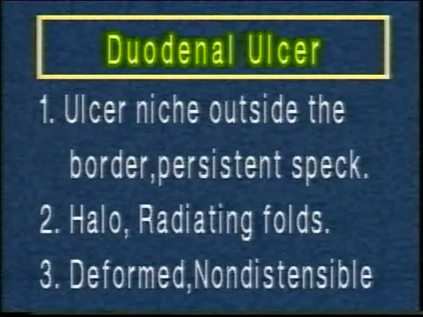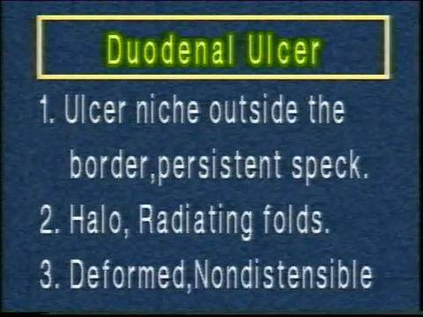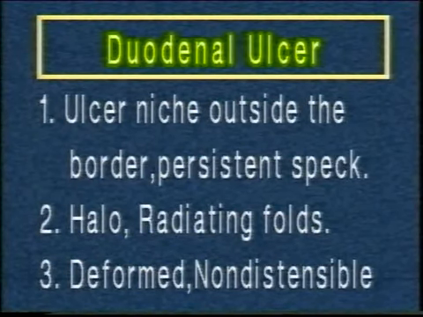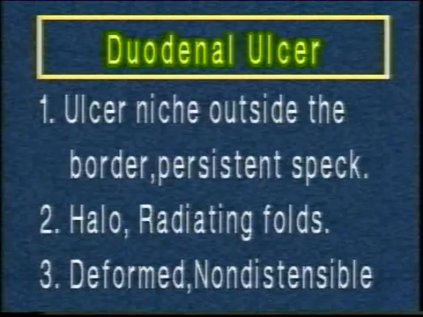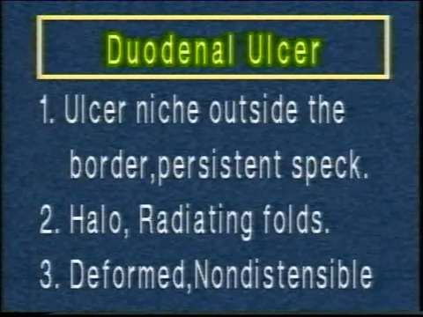In this second case also, the smooth triangular shape of the normal duodenal cap is not seen. It is deformed and it does not distend. So the radiological features of a chronic duodenal ulcer are an ulcer nick seen as a persistent speck of barium which extends outside the wall in lateral view, and in end-on view is surrounded by a radiolucent halo and radiating folds. In long-standing cases, the duodenal cap is deformed and non-distensible.